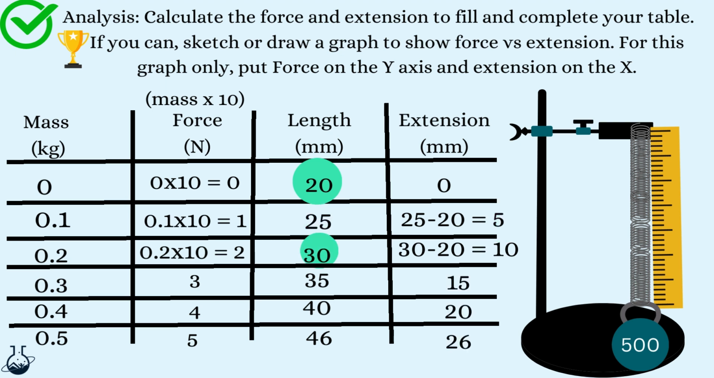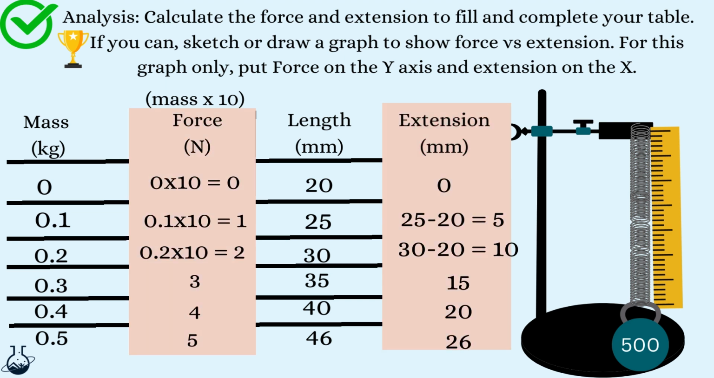0.2 kilograms stretched to 30 millimeters, which, calculating the difference from the unloaded length of 20 millimeters, gives us an extension of 10 millimeters. And repeat for the others to give us extensions of 15, 20 and 26 millimeters. By the way, the SI unit here should technically be converted into meters. However, this would give us some really tiny numbers. So today we'll be working in millimeters to make it less complicated.